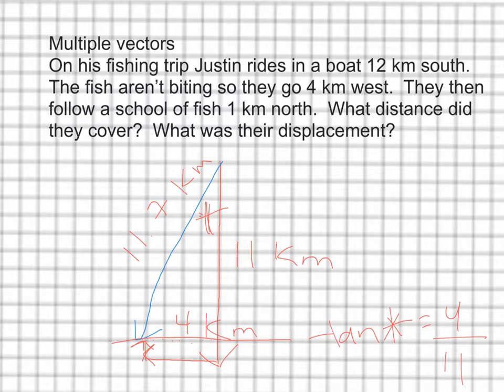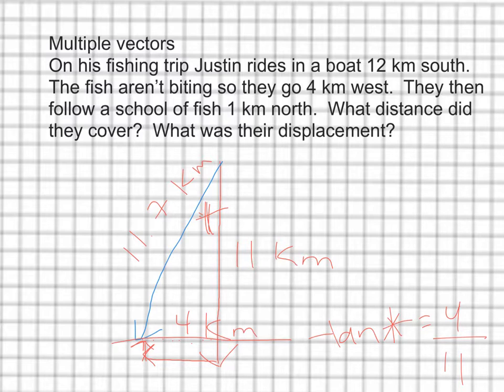So you'll notice what I've drawn in. You may want to pause it to look at that because I paused it to write in. But I wrote in 11, which was the 12 south and the 1 north. That's 11 on that right side, and then 4 along the bottom. And so then I did Pythagorean theorem to find the length of my resultant, 11.7 kilometers.